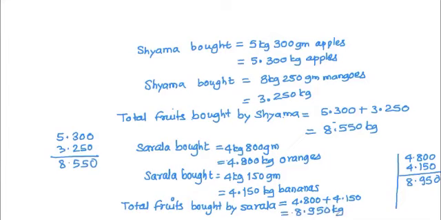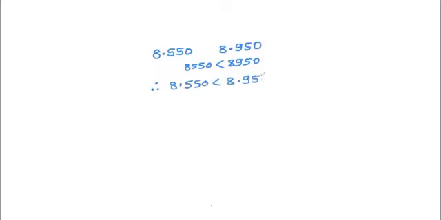Let's compare these numbers. The whole part is the same on both sides. So now we need to look at the decimal side. First, we need to find the number of digits: 1, 2, 3 here, 1, 2, 3 here. So we can compare without the decimal point. So 8550 and 8950. Which is greater? Obviously, this is greater. Therefore, 8.550 is smaller than 8.950.